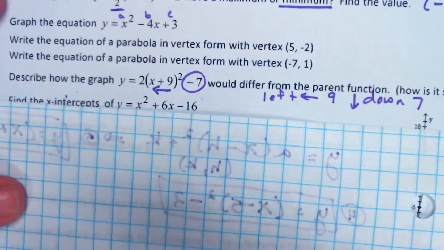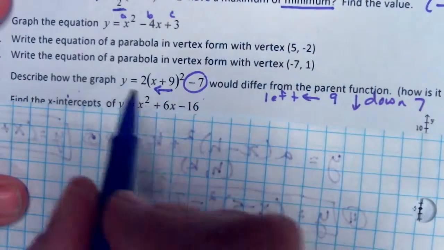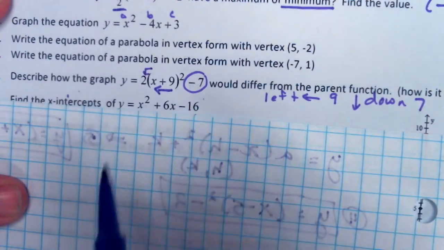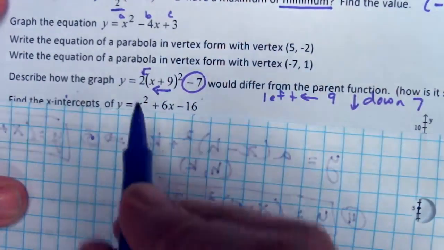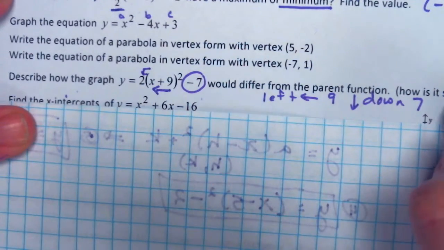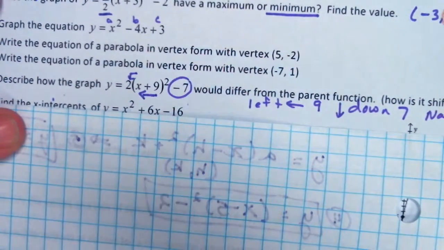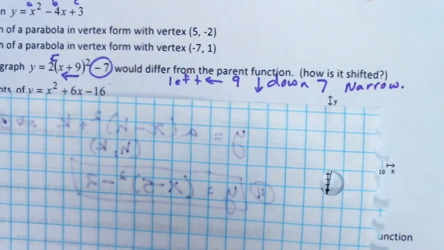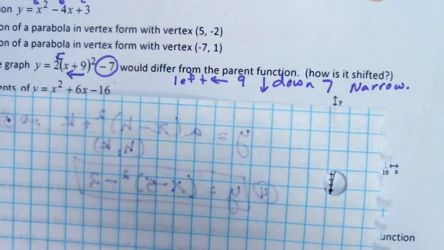Now the other thing, besides just the shift, is that this 2 out front, the leading coefficient, will make it narrower. And it'll be a narrow graph compared to the y equals x squared, because the y values increase much faster.